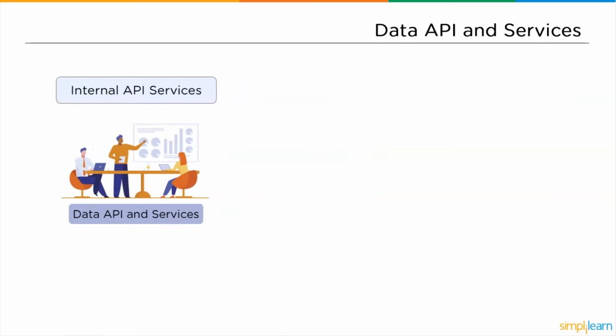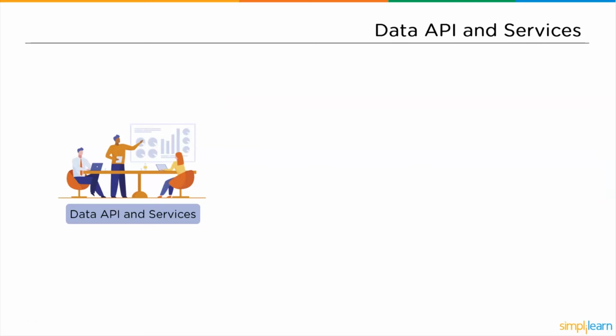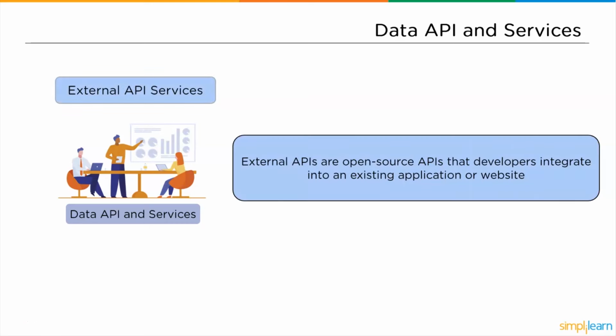At first, we will understand internal API services. Internal API services are developed to offer organizations services specific to that particular organization. These services include only complex data operations and internal processes. Followed by internal API, we have the external API. External APIs are open source APIs that developers integrate into existing application or website. So internal APIs are something similar to private APIs and external APIs are something similar to public APIs.